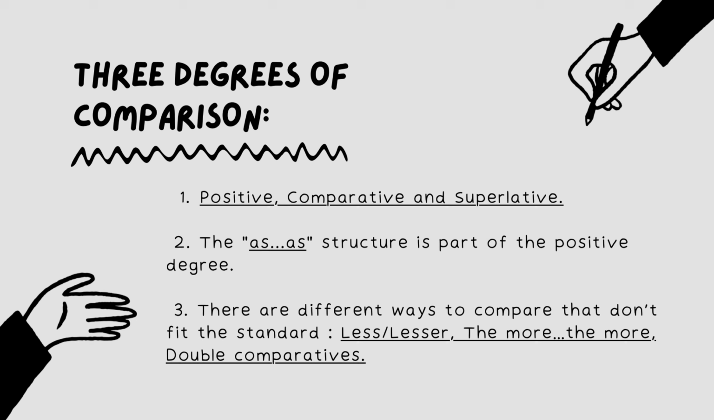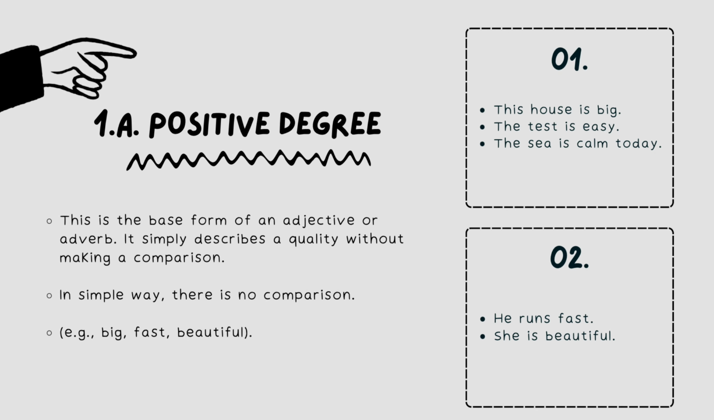There are three degrees of comparison. First, positive, comparative, and superlative. Second, the as... as structure is a part of the positive degree. Third, there are different ways to compare that don't fit the standard: less or lesser, the more... the more, and double comparative.